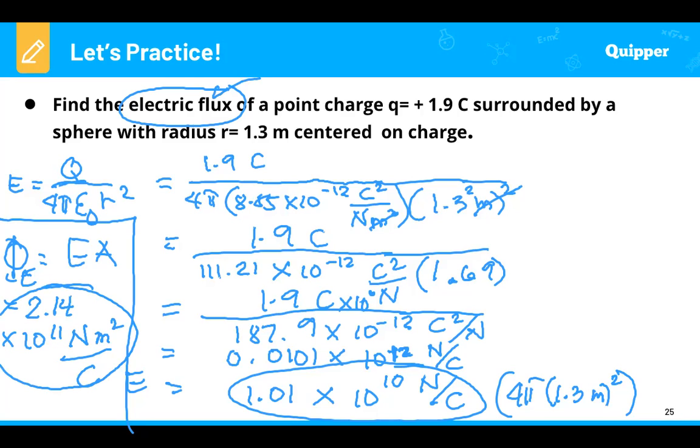Bakit natin inuna si E or si electric field? It's because in electric flux formula, we need to find also the value of E. Okay? So inuna natin si E na kinuha. So after finding the E, we will multiply it to the surface area, which is 4 pi r squared or 4 pi 1.3 meters squared. Okay, multiply by the E. So we have the final answer, 2.14 by 10 raised to 11 N m squared over C. Okay, that's the third example.